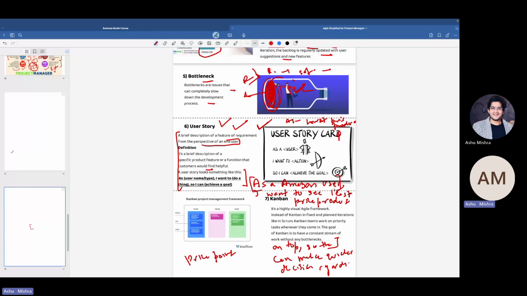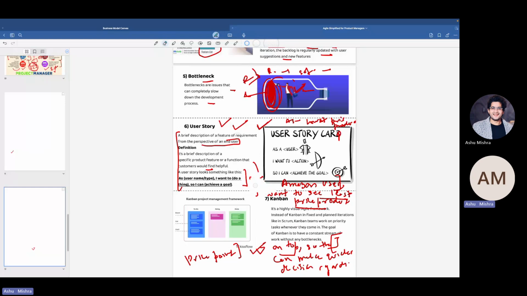Okay, so what is happening over here, guys? As an Amazon user, right? This is me. What is my intended action? That I want to see the least priced product on top. And why do I want to do it? So that I can make a quicker decision in terms of price point, whether I need to buy it or not, right? So this is the user story, guys.